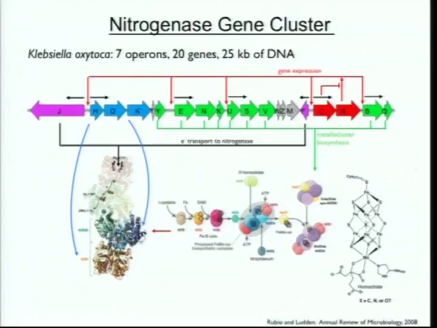So the bacteria Klebsiella has a nitrogen fixation gene cluster. So it's 25,000 base pairs of DNA, about 20 genes. And it has all of the genes that are necessary for the scaffold of the nitrogenase, as well as the pathway that builds the FeMoco, which makes the nitrogenase active. And this is one of the more complex iron-sulfur clusters in biology. And then it has additional genes that deliver electrons to the nitrogenase, which are important for its function.